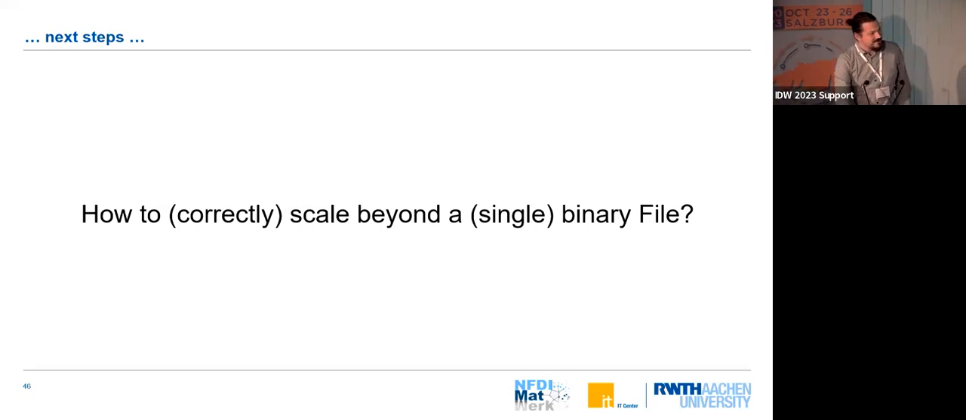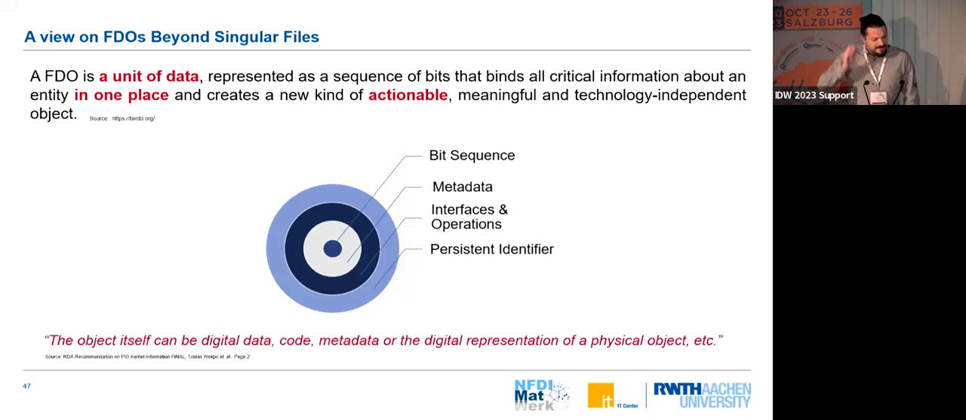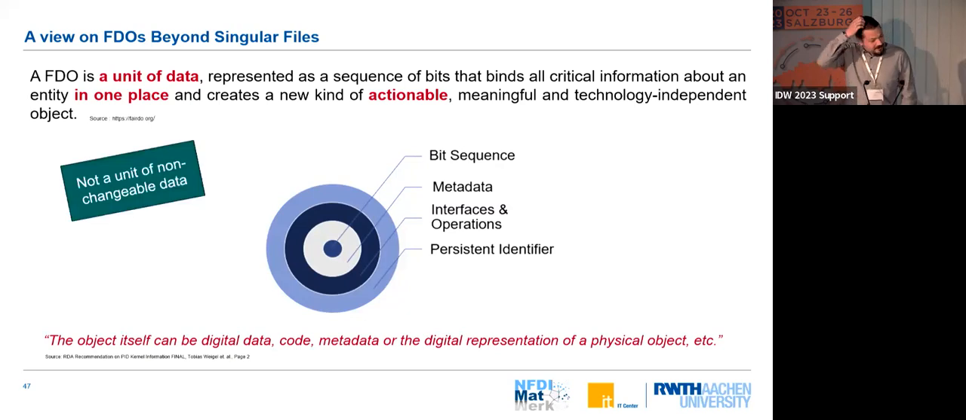First we thought, okay, is that even possible? Because so far most of the examples we've seen actually just use FAIR digital objects to identify a single bit sequence. But when you look at the specification or the description, it says it's a unit of data in one place and it's actionable. That doesn't really say it's a single file, and the object itself can be whatever you want. So our interpretation is that it's not a unit of non-changeable data, so it might be changed over time, which is actually quite interesting.